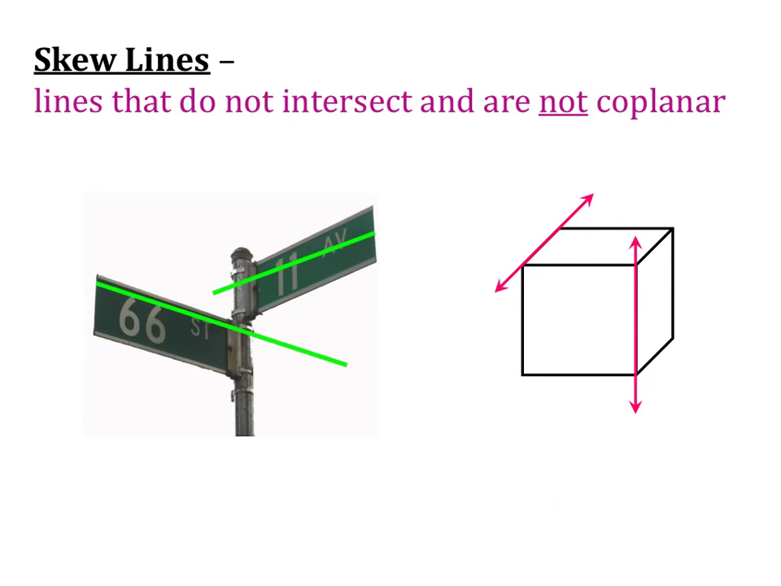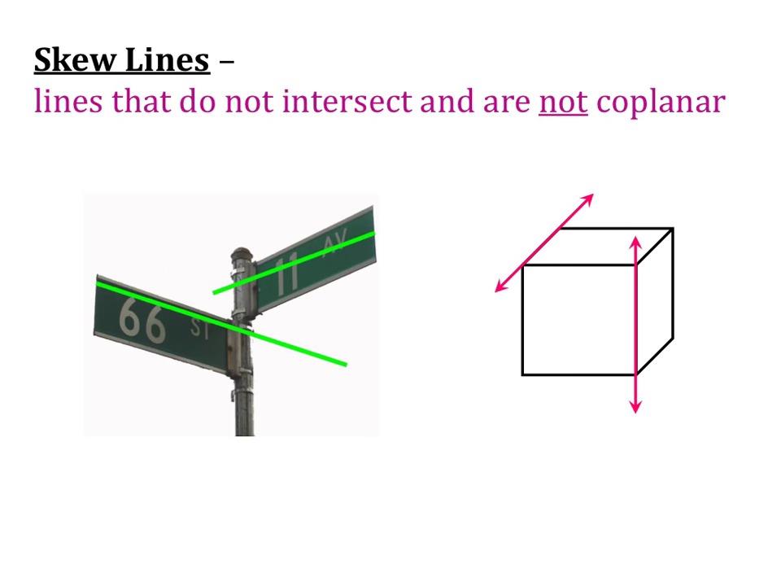All right, next we have skew lines. These are lines that do not intersect and are not coplanar. Let's take a look at this cube where we can see edges that are highlighted with the pink or red arrow. Those are edges that are not in the same plane. They also are not parallel. They won't intersect. So that means that they are considered skew.